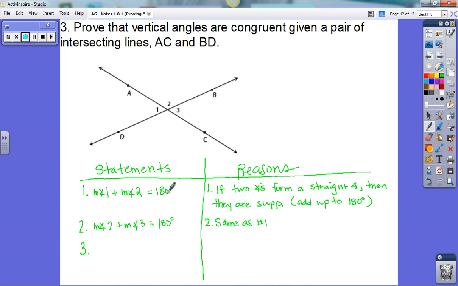So if 1 and 2 add up to 180, and 2 and 3 add up to 180, then they must be congruent to each other, meaning that the measure of angle 1 plus the measure of angle 2 has to be equal to the measure of angle 2 plus the measure of angle 3. Because if these are each equal to 180, then they have to be equal to each other. So we've got the measure of angle 1 and 2 added together has to be equal to the measure of angle 2 and 3. And this basically, we just use the property of substitution.